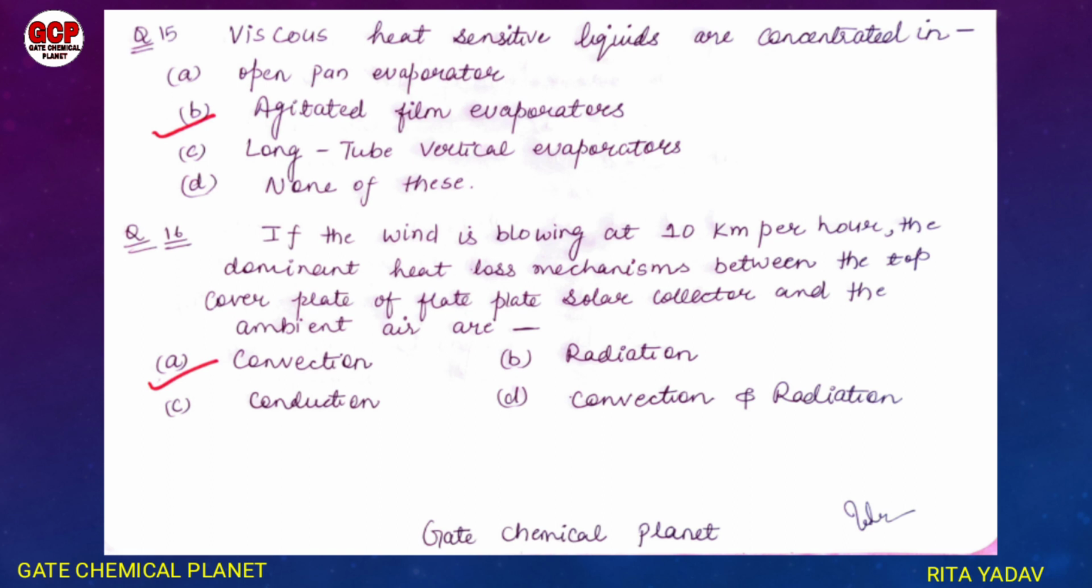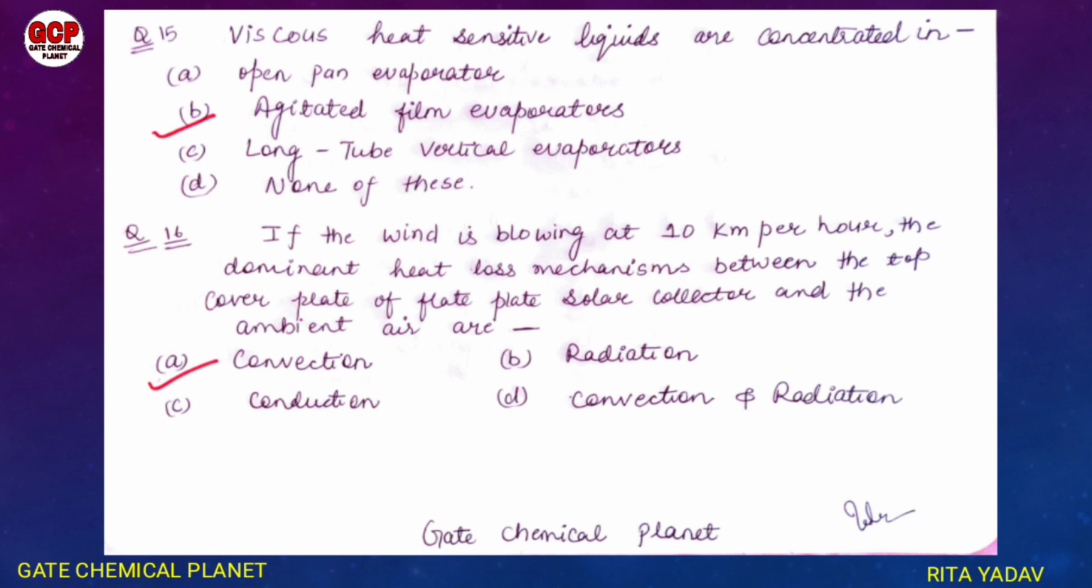The next question is: if the wind is blowing at 10 kilometer per hour, the dominant heat loss mechanism between the top cover plate of a flat plate solar collector and the ambient air is what? This is the convection process basically. So the answer is convection. It is not radiation or conduction, or convection and radiation both. The correct option is convection.